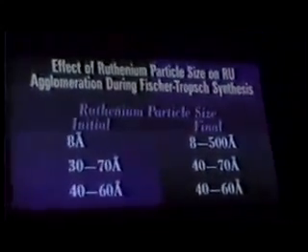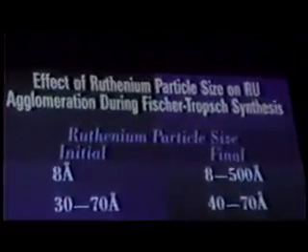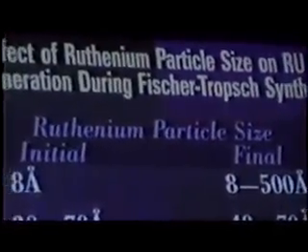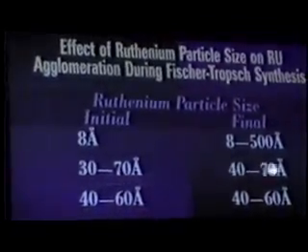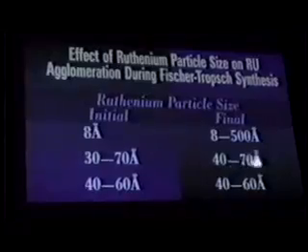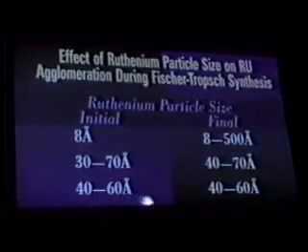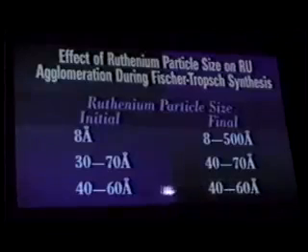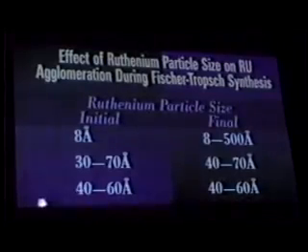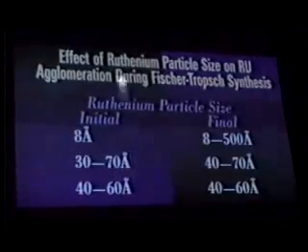Now, when we test this catalyst during Fischer-Tropsch, we see very mild ruthenium agglomeration. We start with 30 to 70 angstrom ruthenium particle size, and we end up with 40 to 70 angstrom ruthenium particle size. When we start with a catalyst which has 40 to 60 angstrom particle size, and as I discussed yesterday, we test for 700 hours, and the particle size remains 40 to 60 angstroms. So it appears that there is a threshold of particle size as far as migration during Fischer-Tropsch synthesis goes, under the conditions we tested.